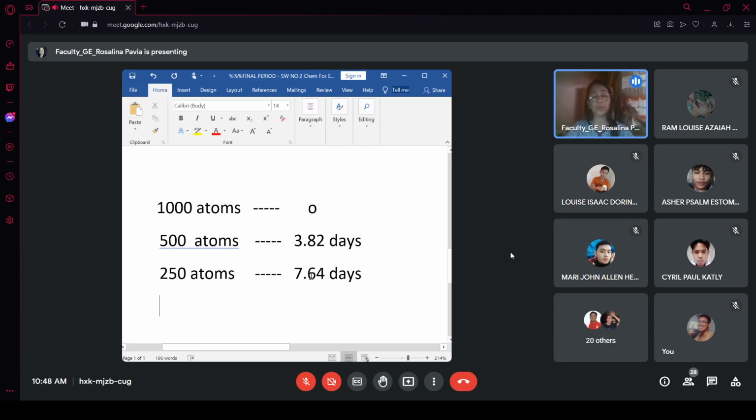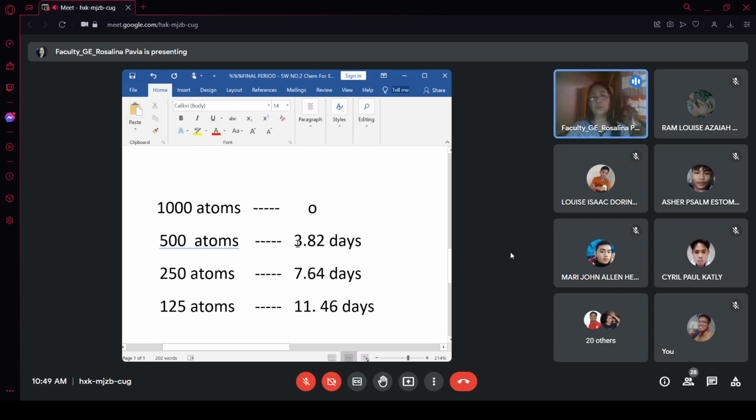So, you divide 250 by 2, 125 atoms. Then, add another 3.82 dito sa second series. So, it becomes 11.46 days na. Okay? Ganun lang. Pag sinabing half-life kasi, the original amount is half, no? Hatiin. Tapos pag another series of half-life, hatiin nyo ulit yung amount. So you keep on adding the half-life to the corresponding series of half-lives.